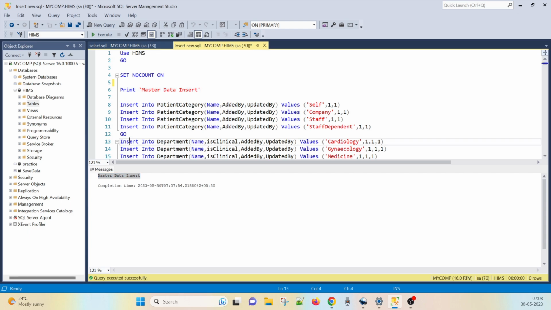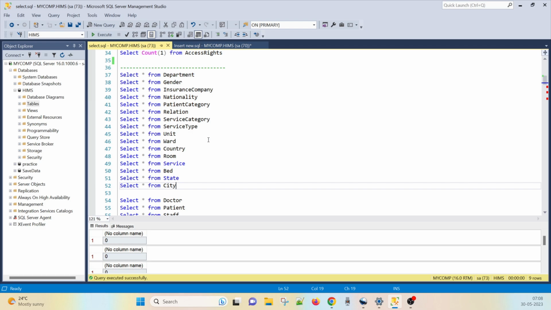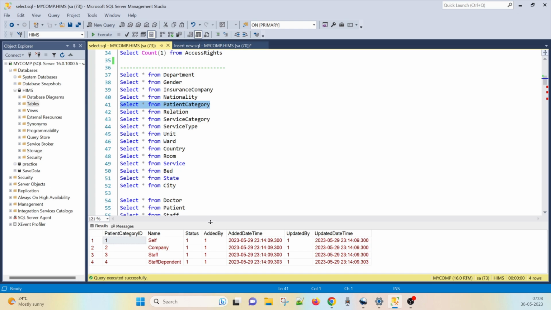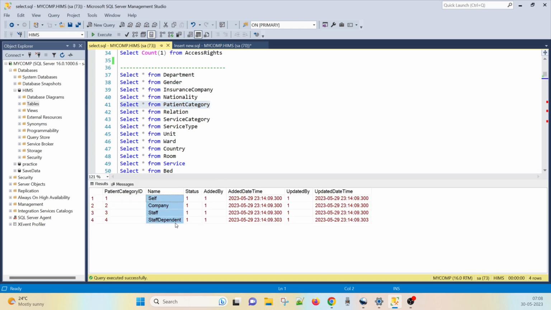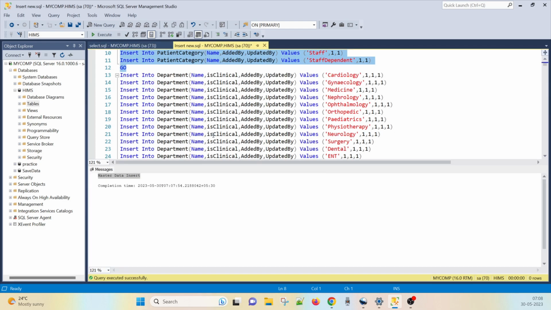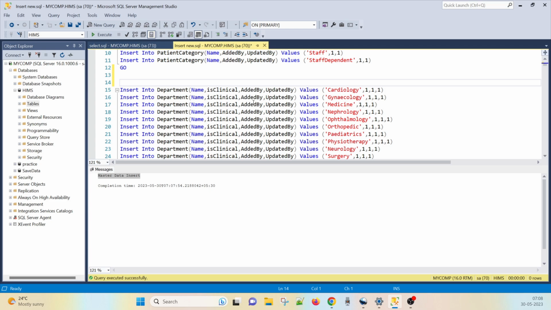Okay. Then first of all, I will check how many records are in the patient category, because in the last session we inserted four records, so no need to insert that, correct? Self, company, staff, dependent. Okay. Then next one is the department. You can execute this script in one stroke as well, and you will get the complete data in the tables. But for your understanding, I am executing this script table by table.